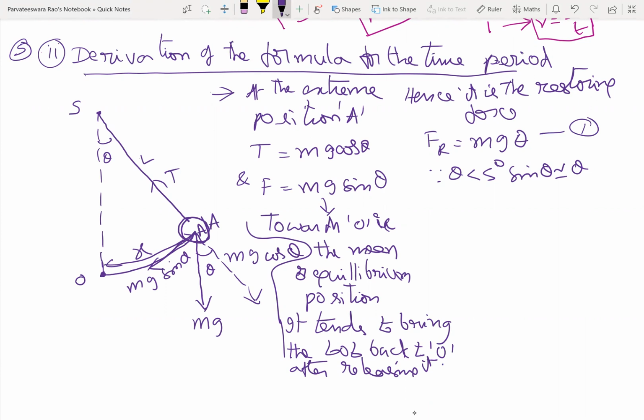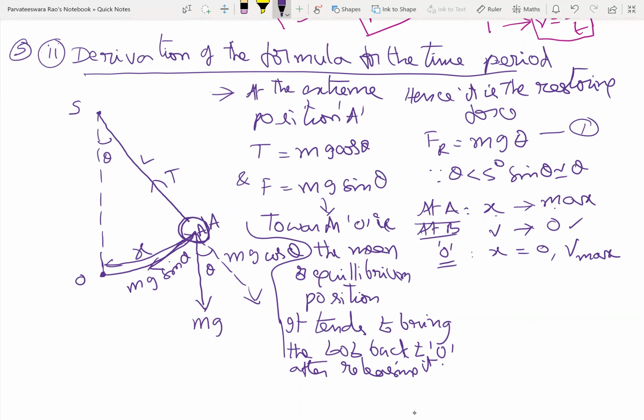So because of this, at A, displacement is maximum, correct? Velocity is 0. Next, at the mean position O, displacement is 0. Displacement is always measured from the mean position. So displacement is 0 and velocity is maximum. Again at B, the other extreme position, displacement is maximum and velocity is 0.